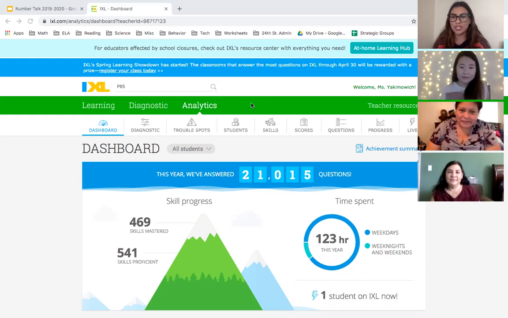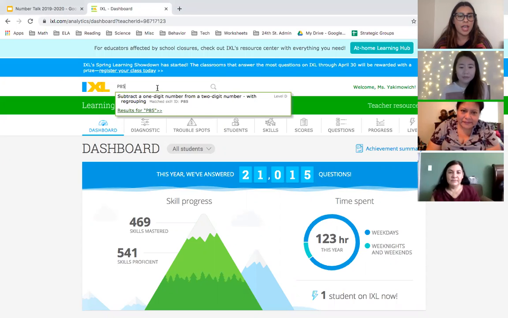And I just want to remind you how to log into IXL. If you have an iPad, there's the app that's green and it says IXL, those letters. You just press that app and then you find the search bar here. And you are going to write the code for today's learning, which is P85. It's the same code that we used on Tuesday.